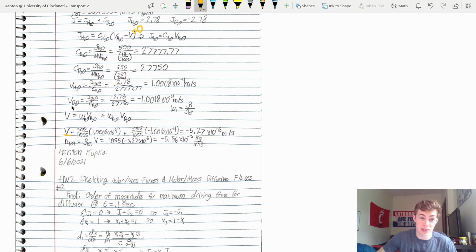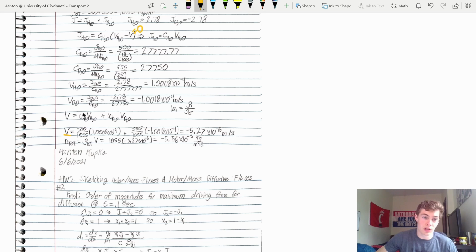Doing the same process again for D2O, substituting in the corresponding values, the negative 2.78 for molar diffusive flux, and then the 27,750 for the molar concentration of D2O, we get that the velocity, which is going to be in the opposite direction of our water, is going to be negative 1.0018 times 10 to the negative fourth meters per second.